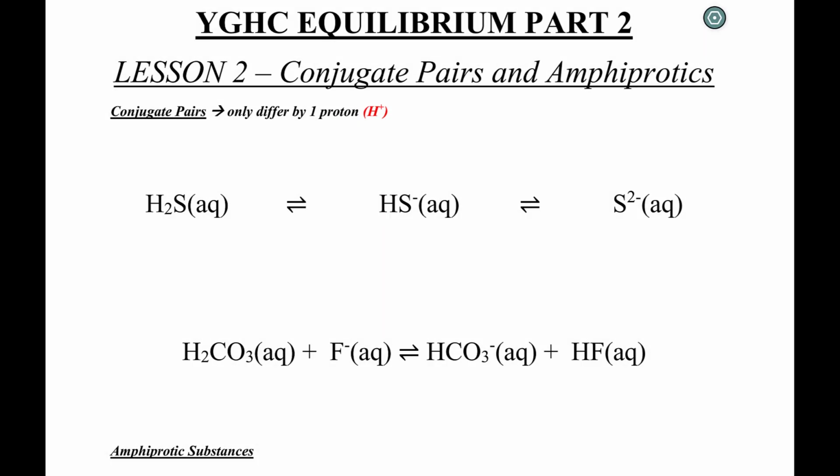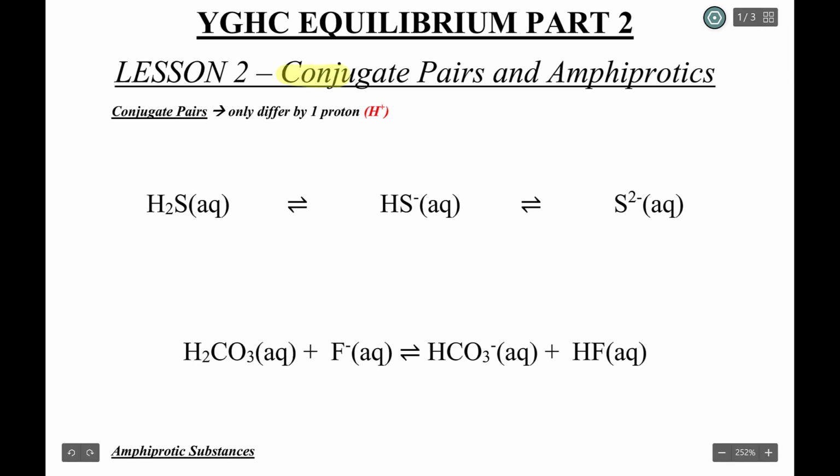In today's lesson, we are going to look at conjugate acid-base pairs as well as amphiprotic species, which are vitally important in acid-base equilibrium. So a conjugate pair essentially is just an acid and its conjugate base, or a base and its conjugate acid. And the big thing about a conjugate pair is that they only differ by one proton.